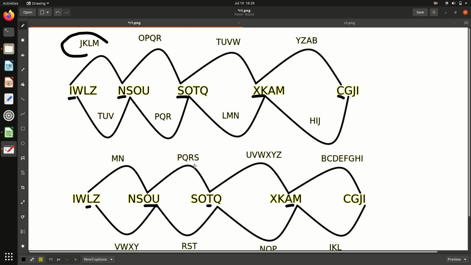After O, P, Q, R, S not there, then T is there. After T, U, V, W, X, Y, Z, then A. Then B, C, D, E, F, G, H, I, then J. Now here also one pattern is there: first 2 letters are missing, then 4, then 6, then 8. So this is also a pattern, all are even numbers. So this is another pattern.